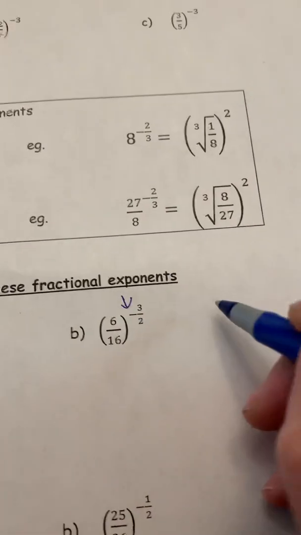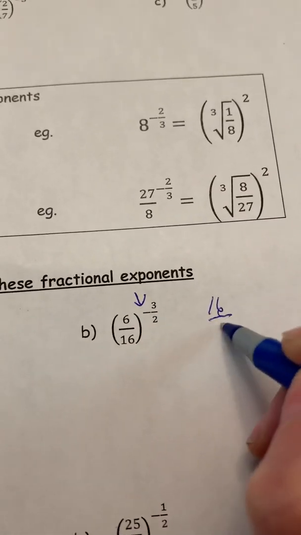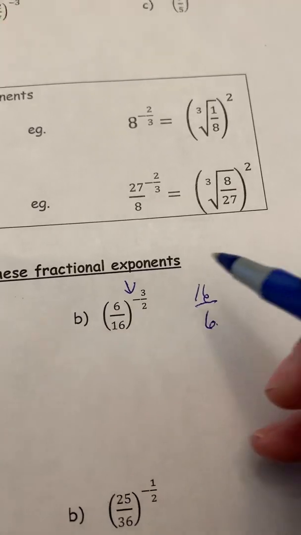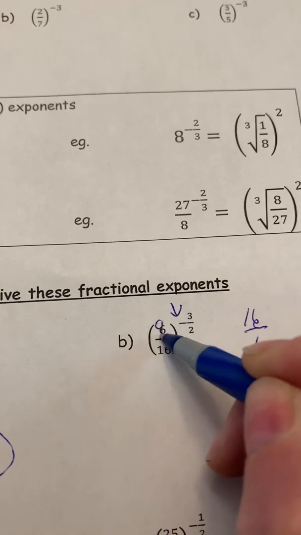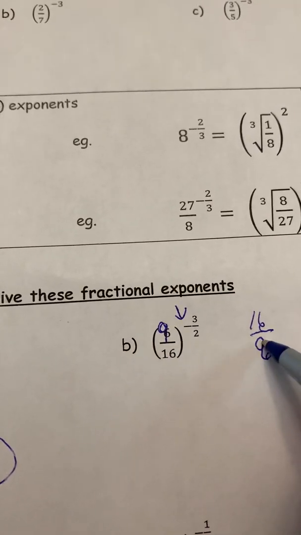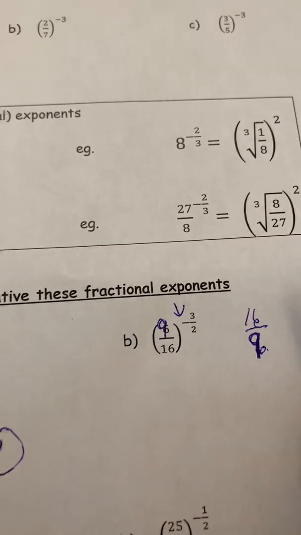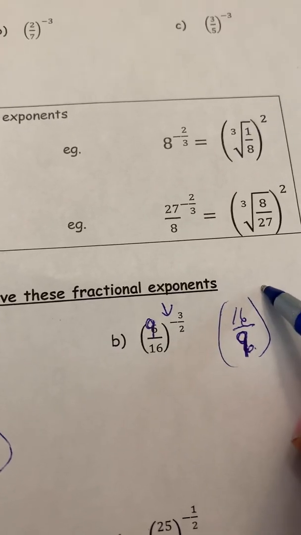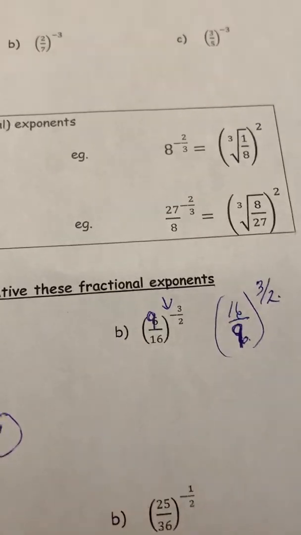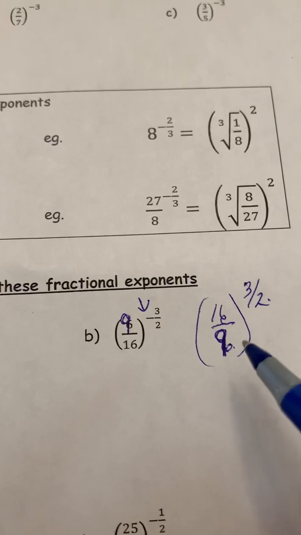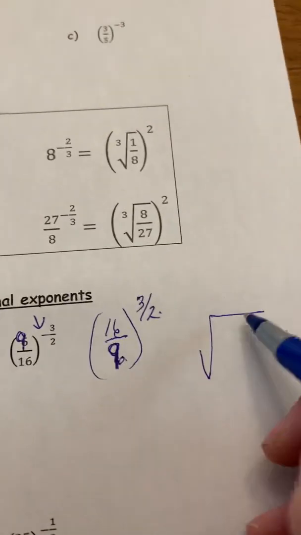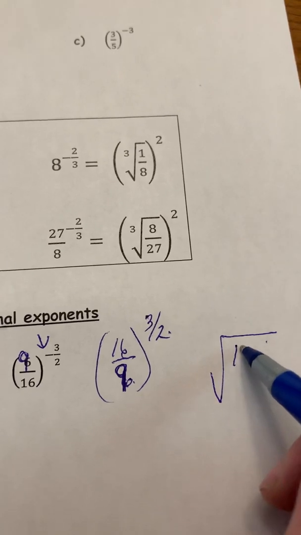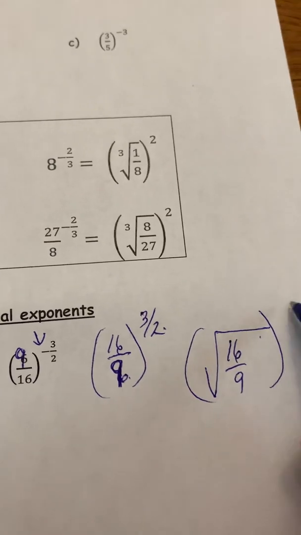First thing we take care of, negative exponent. 16 over, oh, and I think I've got a typo here. I would like to turn that into a 9 if you don't mind. Okay, we're going to turn that into a 9, and now that's raised to the exponent 3 halves because we've gotten rid of the negative exponent by writing the reciprocal or the flip of the base. So now we're going to find the square root of 16 over 9, and then we're going to cube that answer.